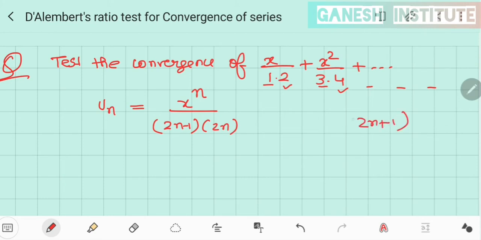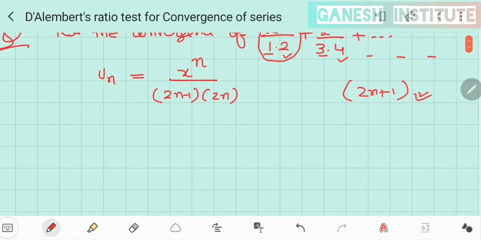We have this thing as well in the odd series, but we need to check which one will fit the series. This is your first term, so if you put n as 1, you get x, and in the denominator 2 times 1 minus 1 is 1, and 2 times 1 is 2, so 1, 2. It is satisfying the series. So this is un.